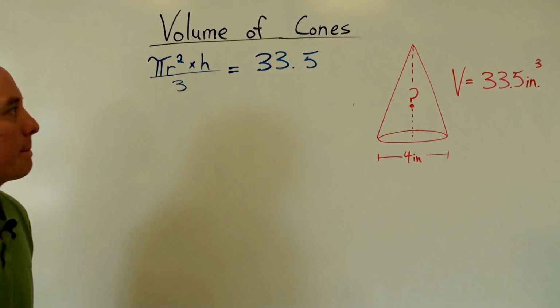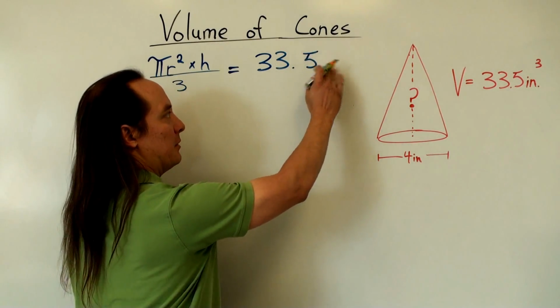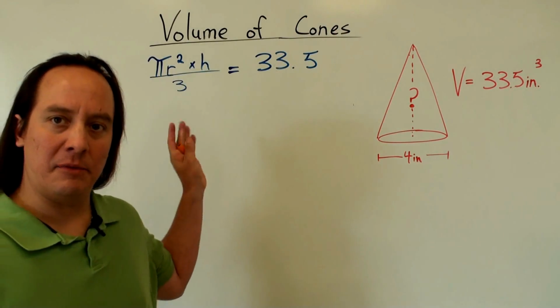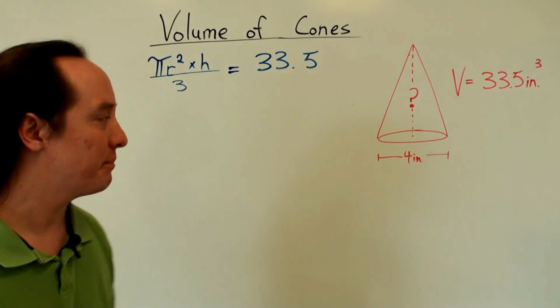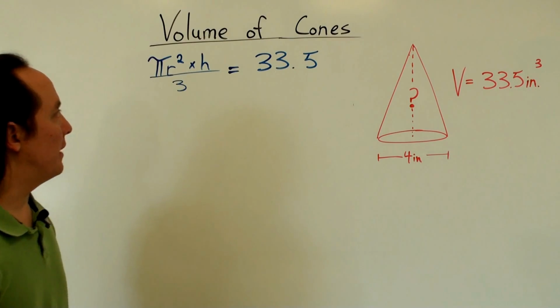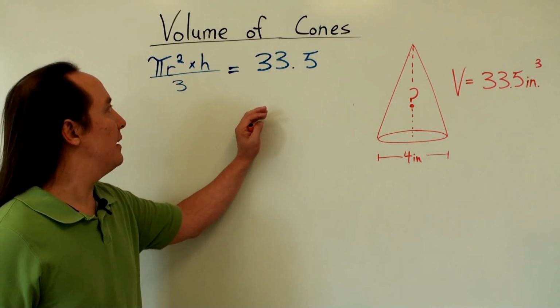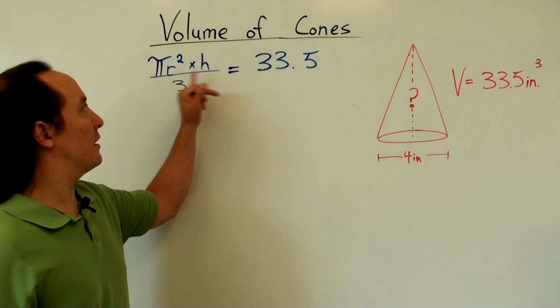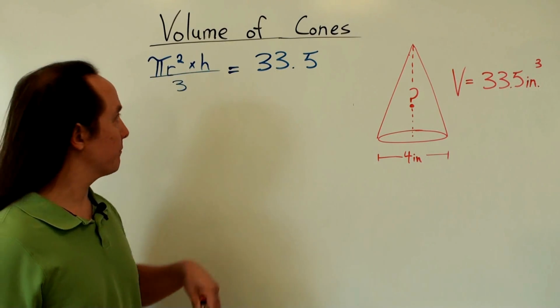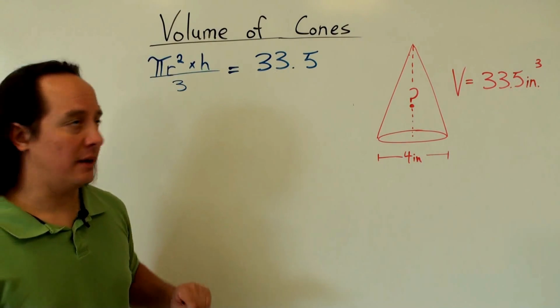Okay? And that's it. I'm not going to put the inches cubed. I'm setting up the equation, right? All right, and it's an equation because I have an equal sign and information on both sides. And on top of that, there's only going to be one thing missing, and that's going to be height, okay?